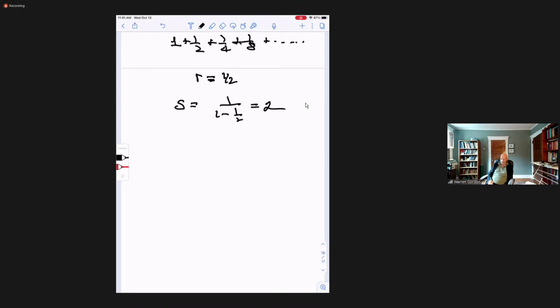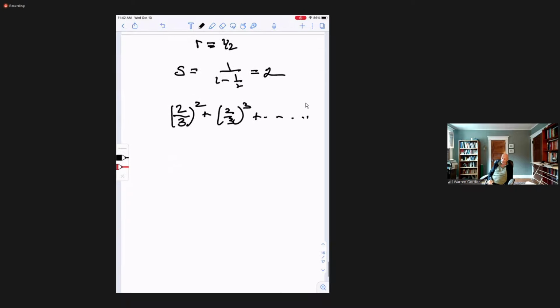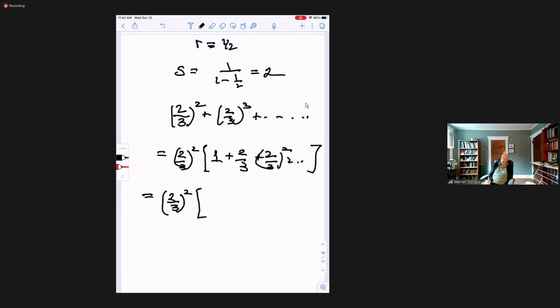Suppose I have, let's see, and so on. Notice, by the way, now it doesn't start with 1, it starts with 2/3 squared. So if I wanted to do this, I'll give you a short way in a second. So notice if I factor out 2/3 squared, what's left? 1 plus 2/3 plus 2/3 squared, and so on, right? Now, in this part right here, what's r going to be? It's 2/3, right? From one term to the next is 2/3.